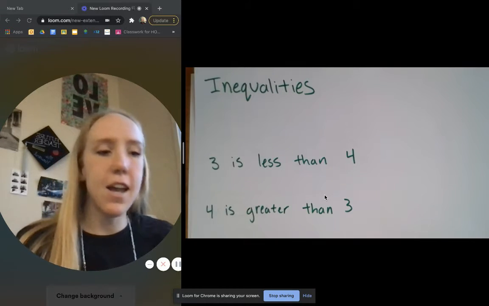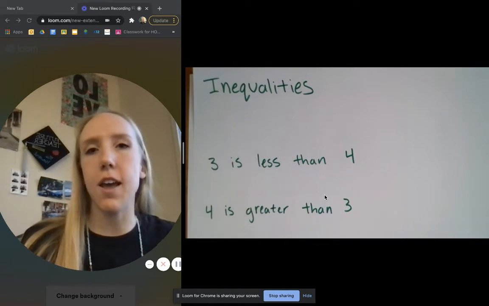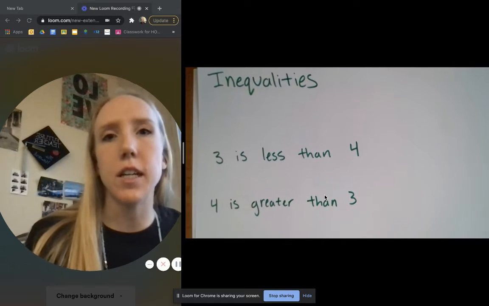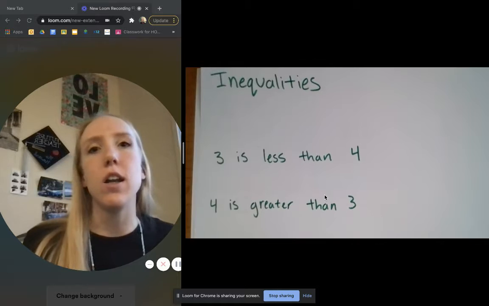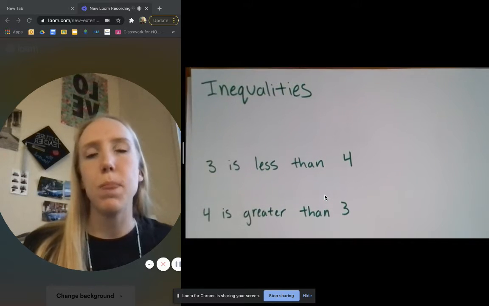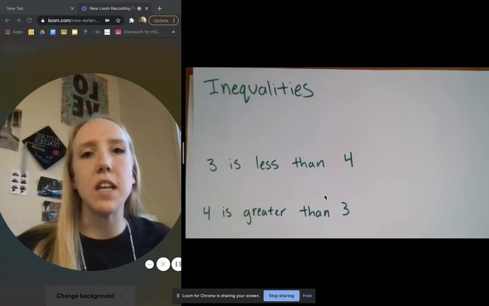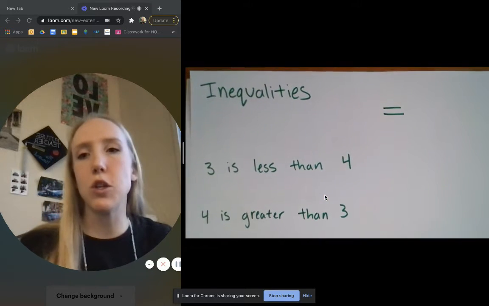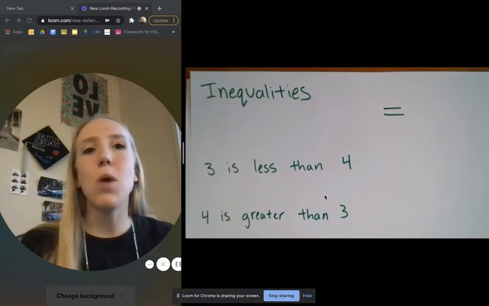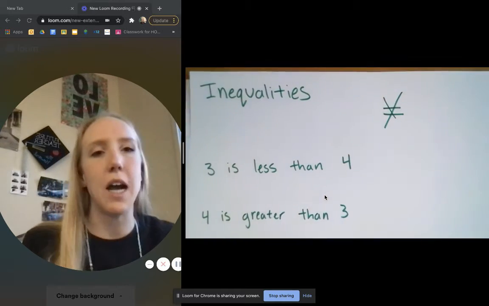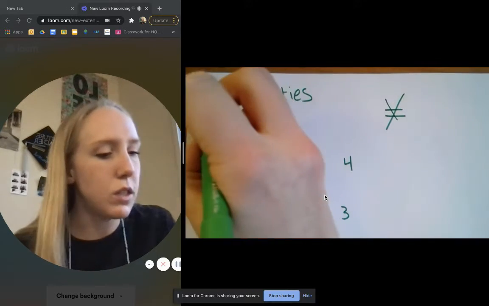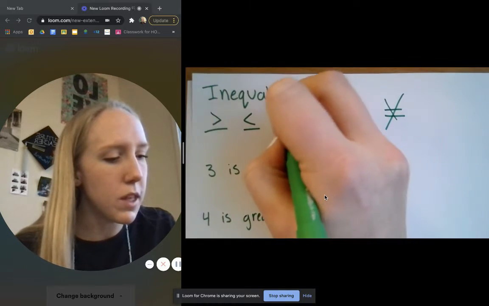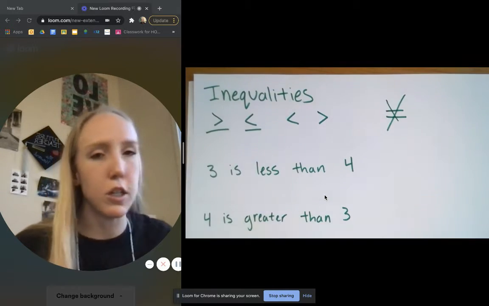Hey, today we are talking about inequalities. And inequalities are kind of like equations, except that the two sides are not equal or don't have to be equal. Whereas an equation uses this sign to show that the two sides are equal, inequalities do not use that sign. Inequalities use these signs. And we'll talk about what these signs mean. They might look familiar to you.